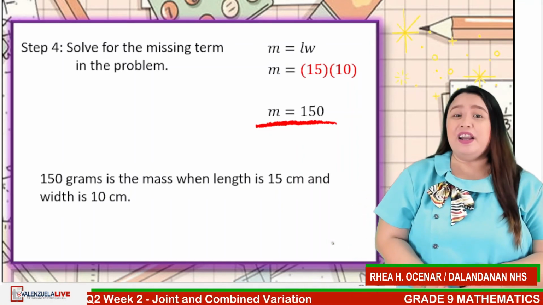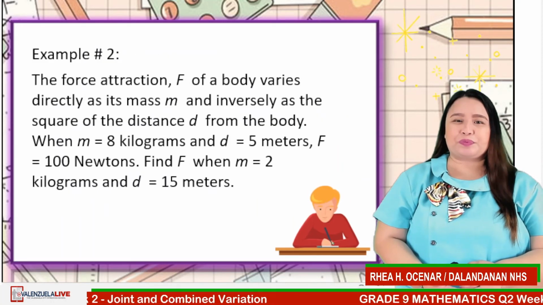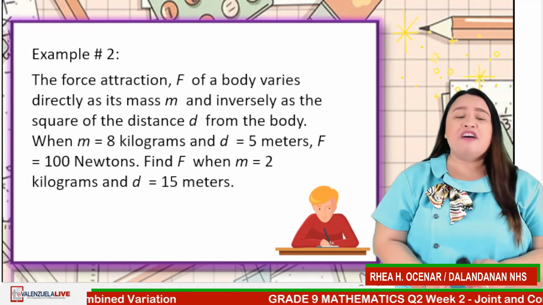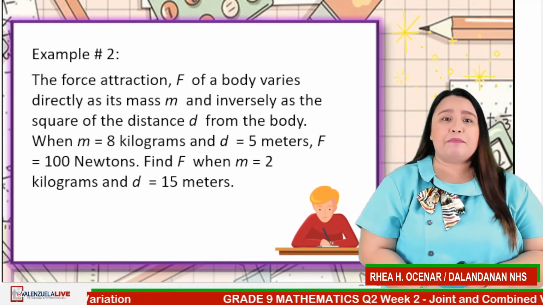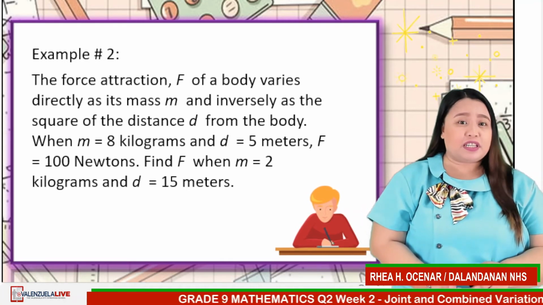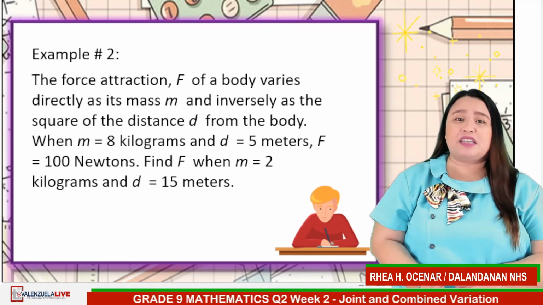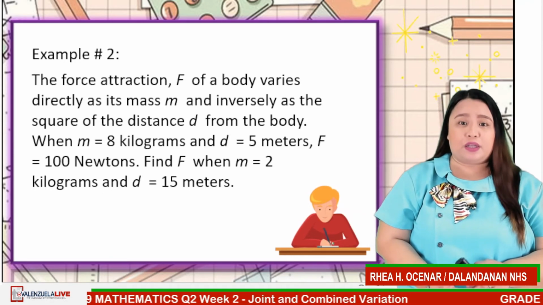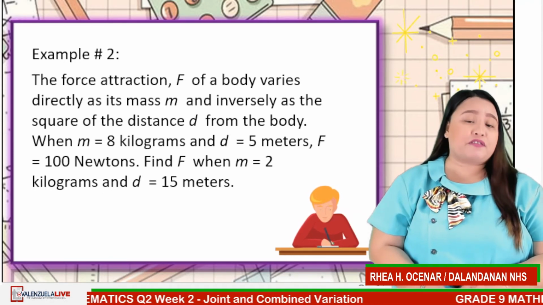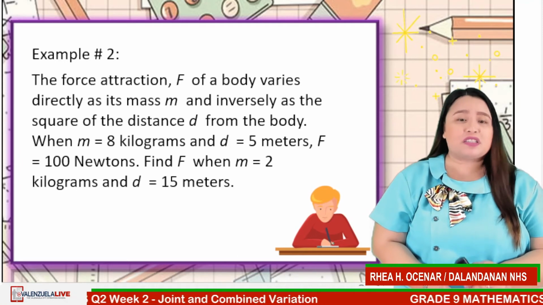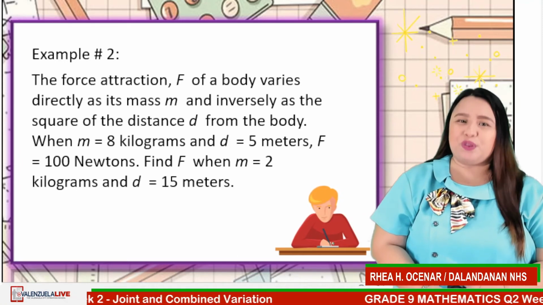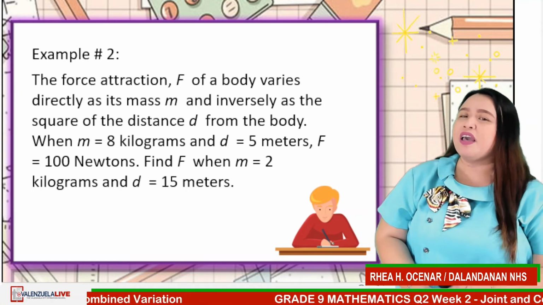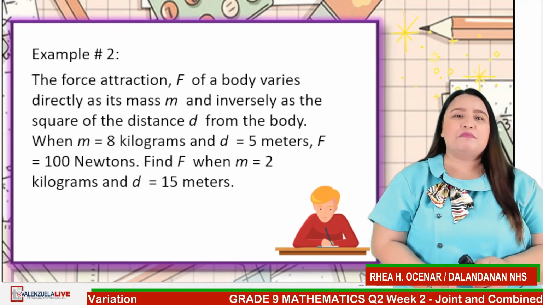Let's try another example. The force of attraction F of a body varies directly as its mass m and inversely as the square of the distance d from the body. When mass is 8 kilograms and distance is 5 meters, force is equal to 100 newtons. Find force when mass is 2 kilograms and distance is 15 meters.